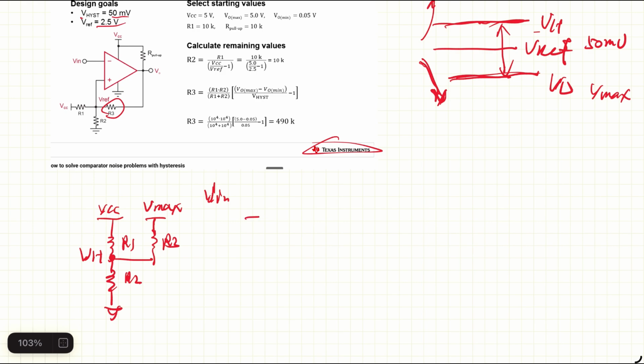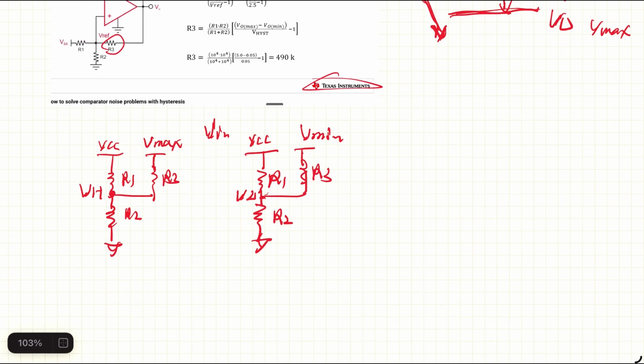And by the same idea, we have a similar circuit for the other situation. R3 here, VCC. If the V output is min, that means V in just went above the high threshold, and the output flips to the minimum. And the threshold, in this case, we want to be V low.